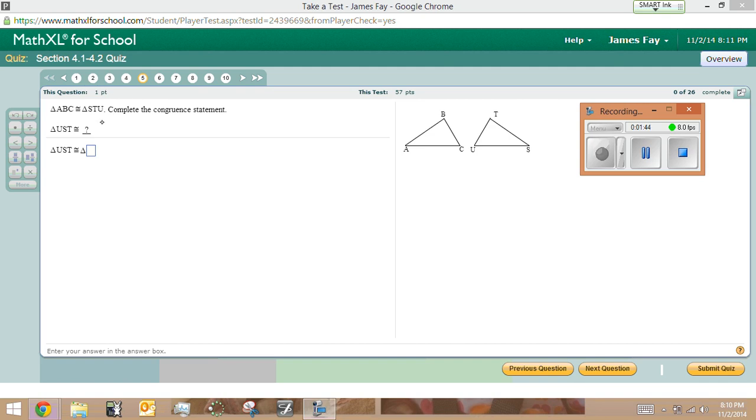Same idea as the last question. Triangle STU, they've reworded it or renamed it to UST. So triangle ABC needs to be renamed. C is going to be the first letter. S and A match up, so A's got to be the last or second letter. And then T is final, so this has got to be B. So triangle CAB.